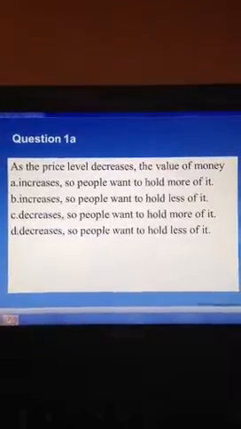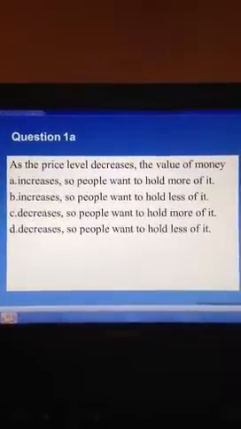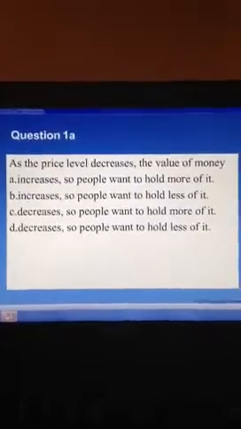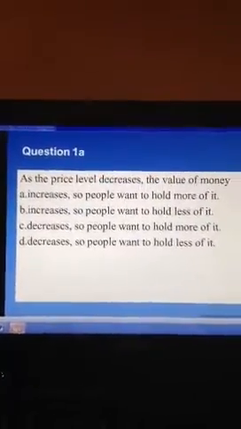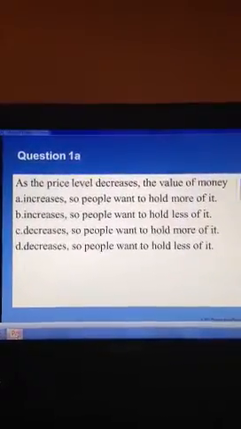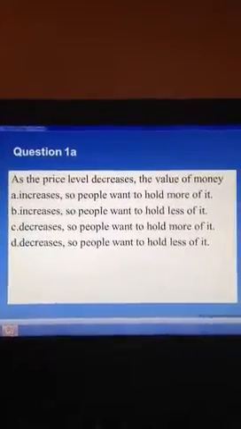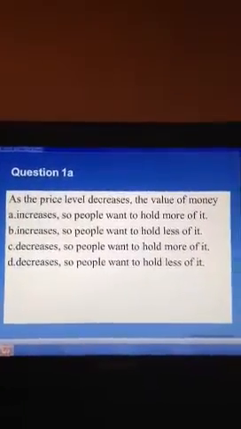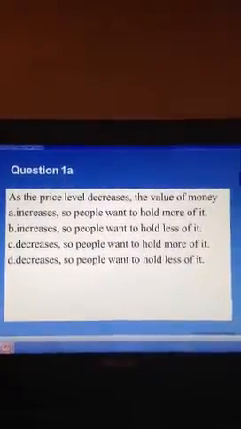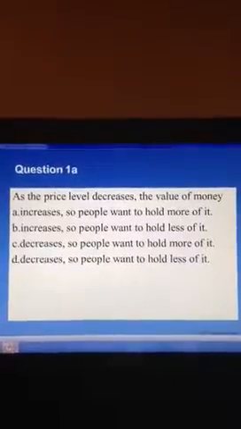In this section, we will be covering the quantum theory. The first question is, as the price level decreases, the value of money, A, increases so people want to hold more of it, B, increases so people want to hold less of it, C, decreases so people want to hold more of it, or D, decreases so people want to hold less of it. So we know when the price level decreases, the value of money will always increase.